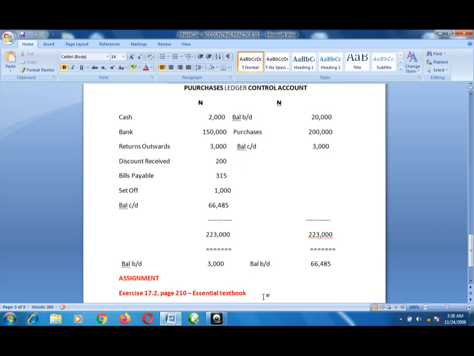The exercise attached, or assignment attached to this question, is 17.2. That's page 210, essential textbook.